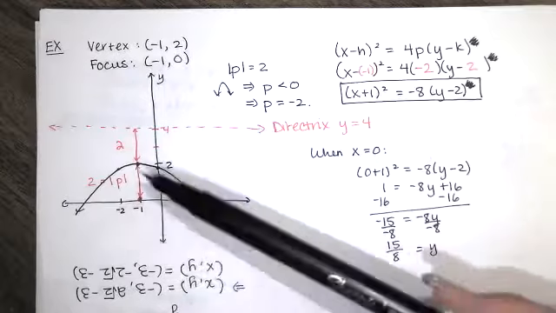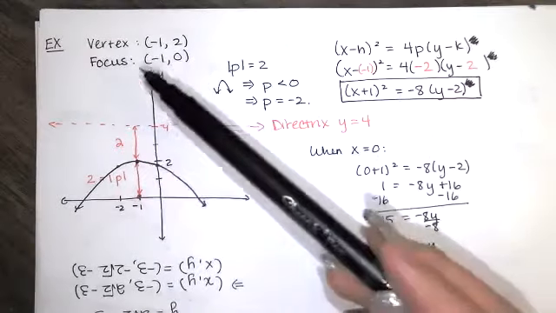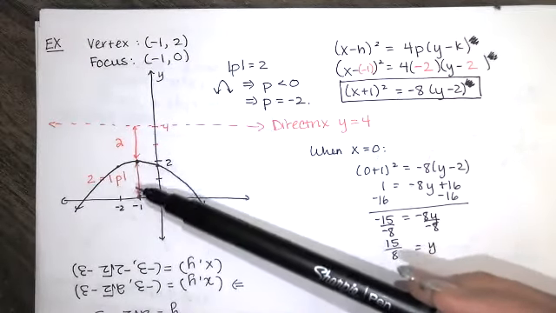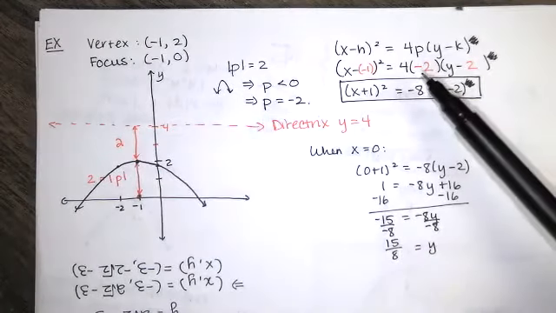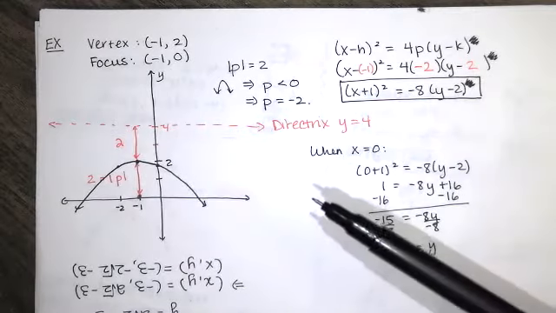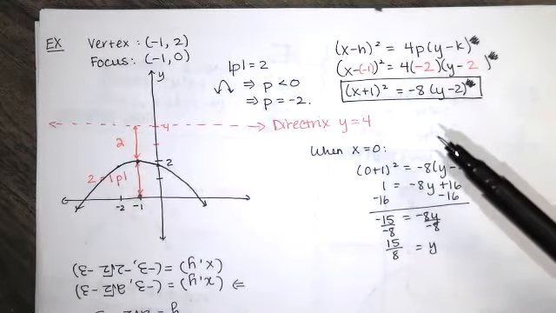So I did all of that just from my picture, just from remembering that fact, that the focus and the directrix are absolute value of p units from the vertex. To find p, I know the vertex is (-1, 2). I just substitute those in, and then we simplify.